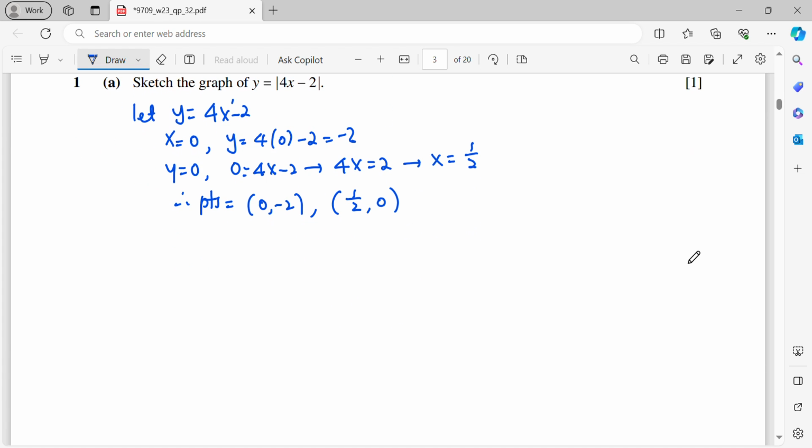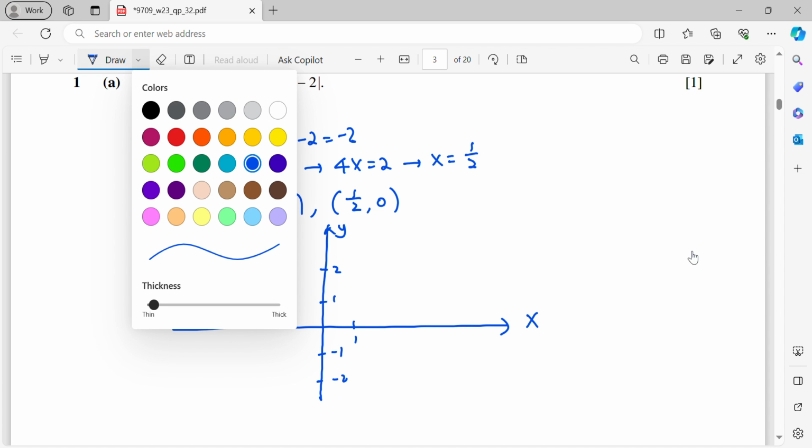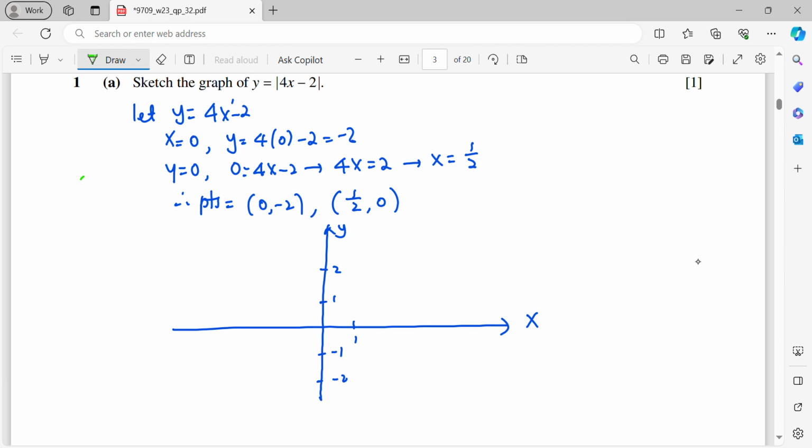So now, when we sketch, let's say here is minus 1, minus 2, this is 1, here is 2, then here is 1. This is x and this is y. Now, the 2 points will be (0, -2), which means here. And then this is 0. Another point is at (1/2, 0).